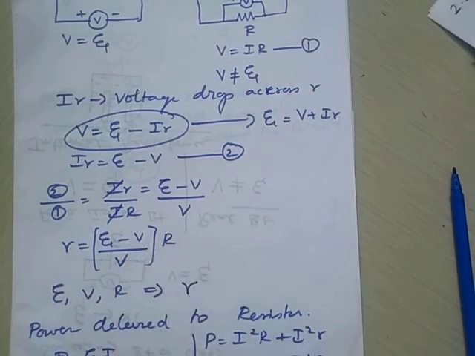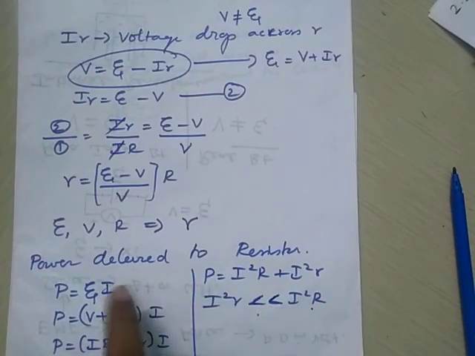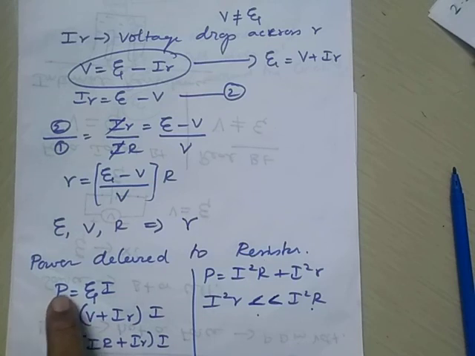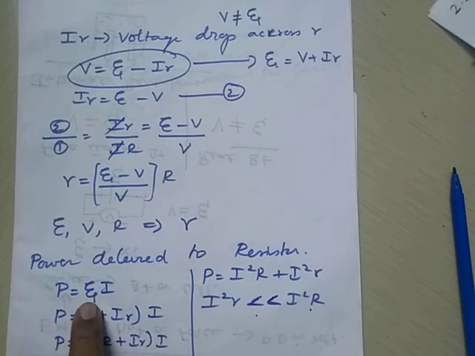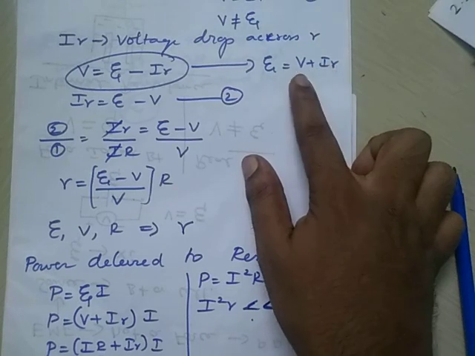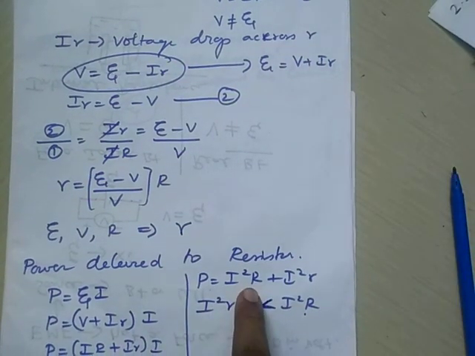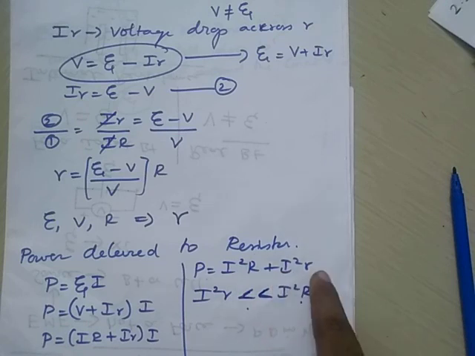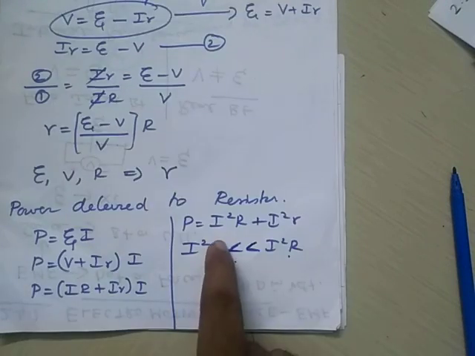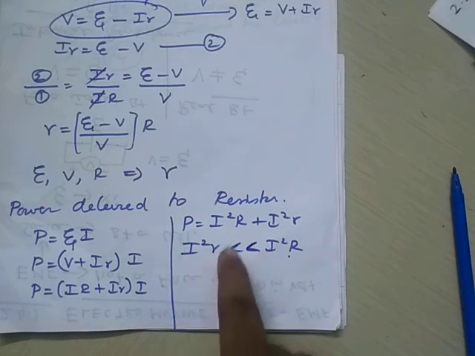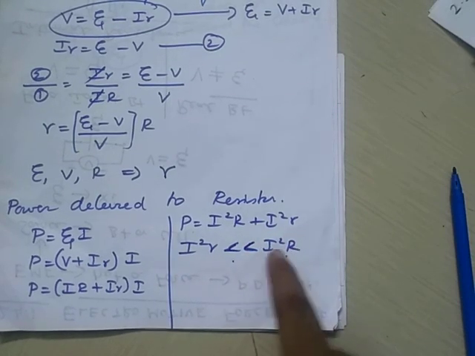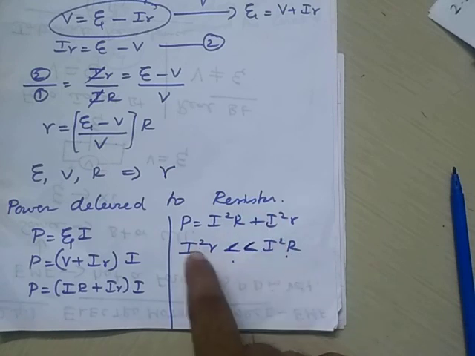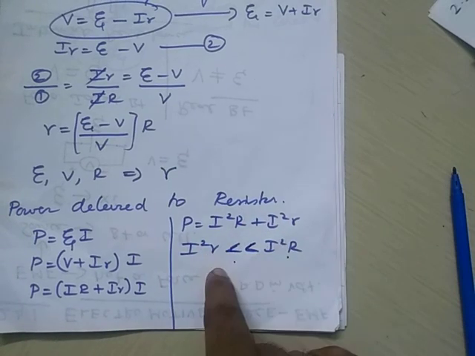Then we see how much power is delivered to the circuit by the battery. We know power is equal to voltage into current. Here the voltage is EMF, into current I. We know EMF psi is equal to V plus Ir, and V is equal to IR. Putting these in, we get the expression P is equal to I square R plus I square r. If the power delivered to the internal resistance is less and the power delivered to the external resistance is more, then it is one of the most advantageous for our convenience.